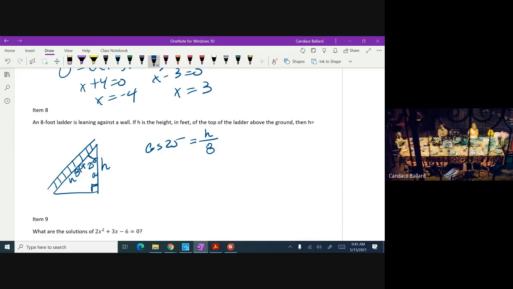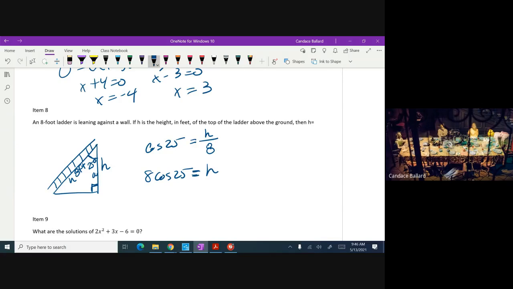Okay, what would I have to do now to get 8 to the other side? Tell me in the chat. I'm sorry, 8 to the other side, not h. Get h by itself. What would I have to do to get h by itself? All right, nice work. We're going to multiply. So I'm going to say 8 cosine of 25 equals h.